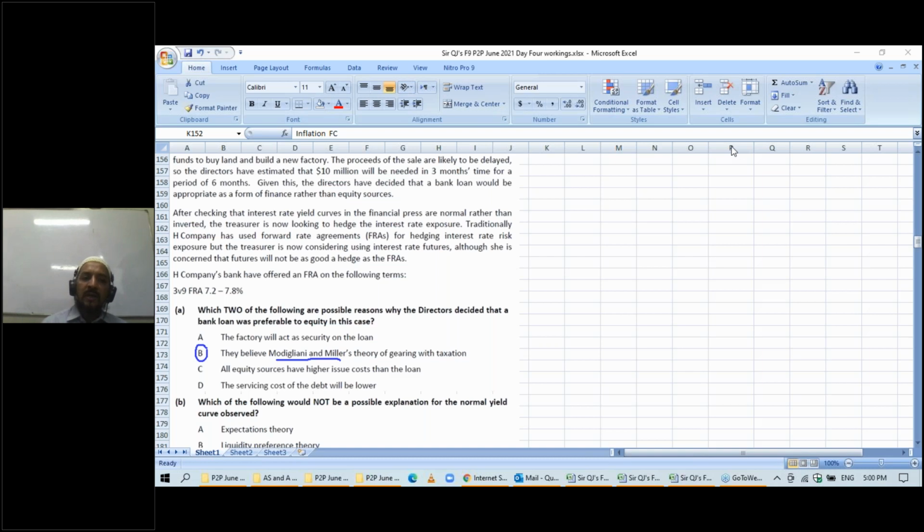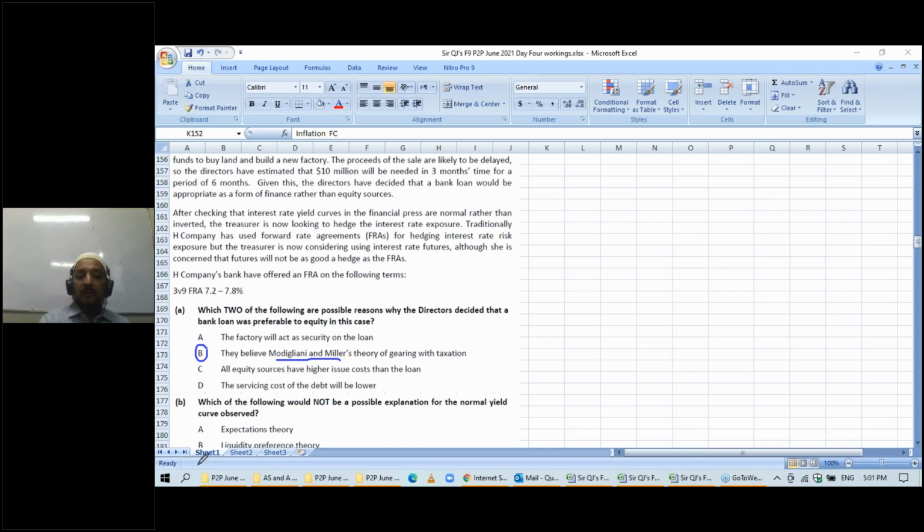So the main reason over here is that they are concerned about the cost. If they are concerned about the cost, it looks like they are concerned about the yield curves. By the yield curve we see how the interest rate will move in the future, and they want to save some losses or costs arising in the future.